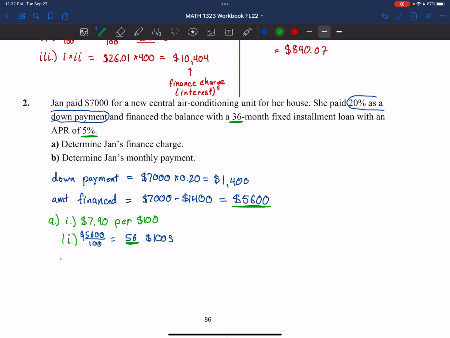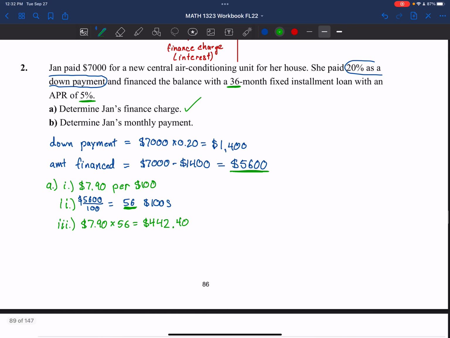So the third part to determine the finance charge is just multiplying those. So the finance charge is going to be 7.90 times 56, which is going to be $442.40. So that answers part A.